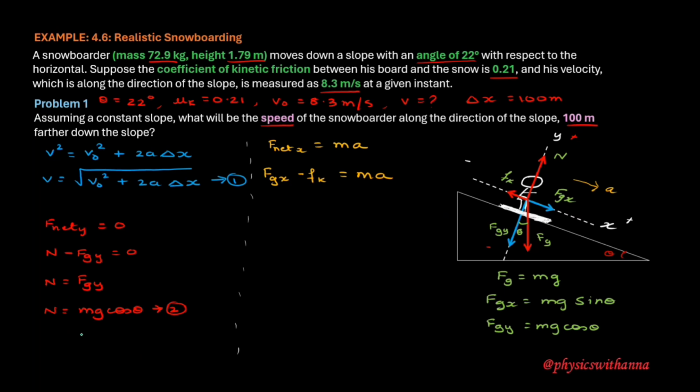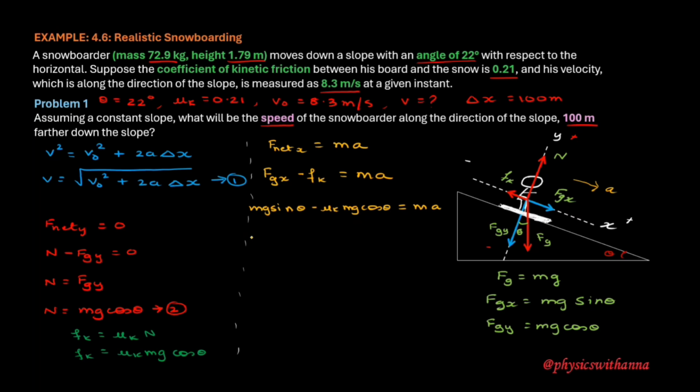Now we know that force of friction Fk can be written as a product of coefficient of friction times the normal force. And here my normal force is mg cosine theta as we found in equation 2. So I can write my force of friction to be equal to mu k mg cosine theta. So we will substitute these in our equation here. Fgx I can write as mg sine theta. Force of friction as mu k mg cosine theta. That is equal to m into a.